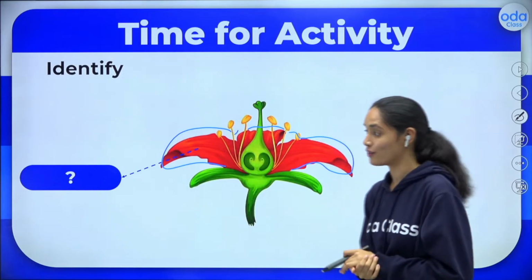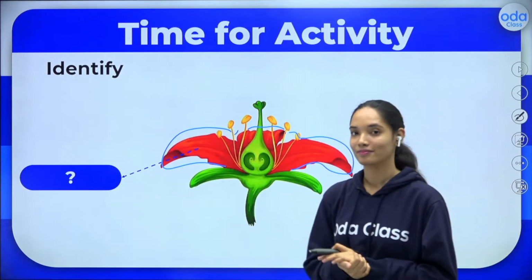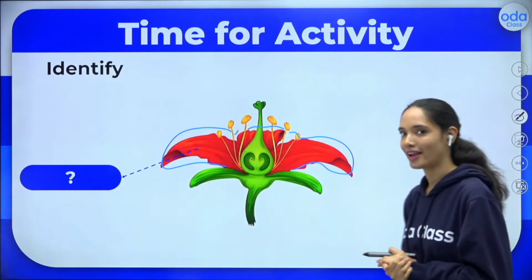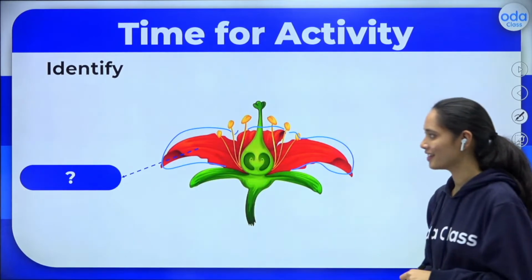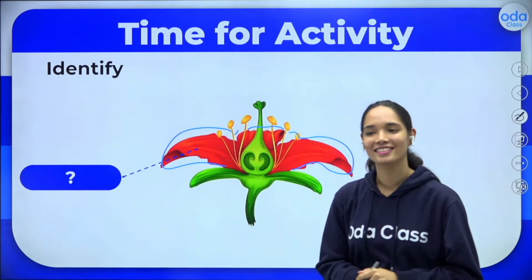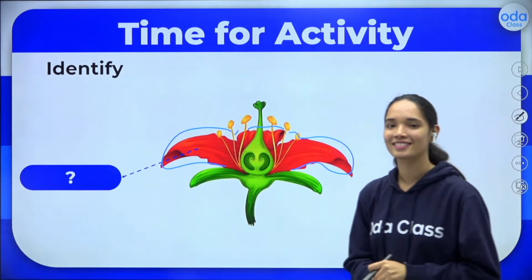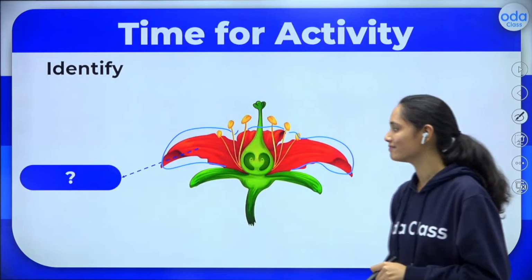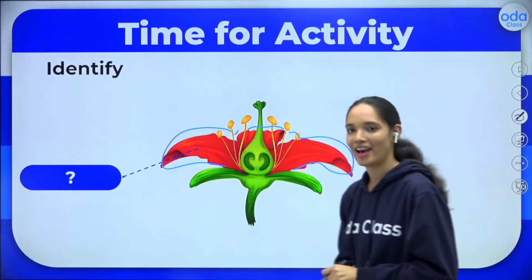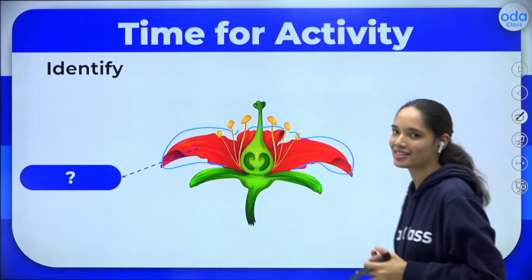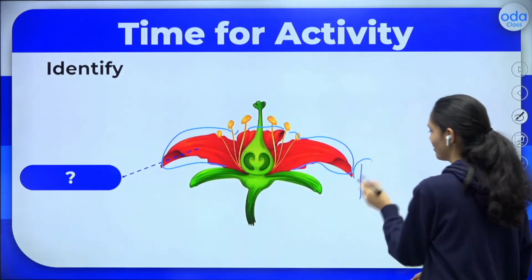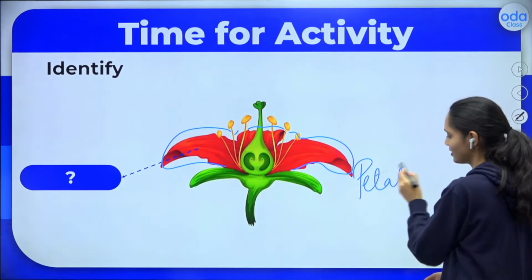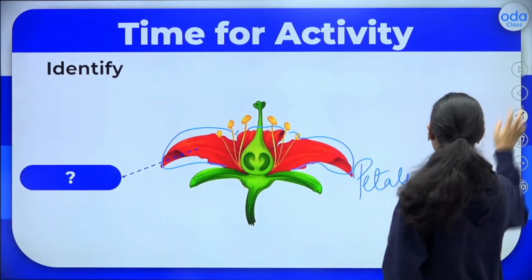So one option has been eliminated. Pretty good. I can see most of you are answering it properly. Great. Last 10 seconds, everyone. And the answer was very easy. The brightly colored part of a flower: petals. Very good.